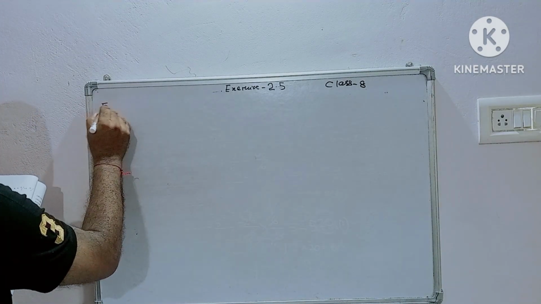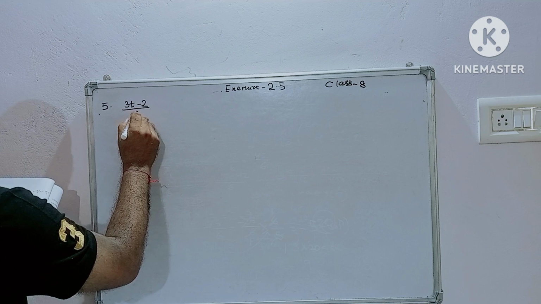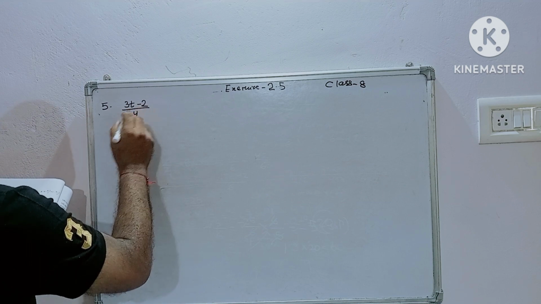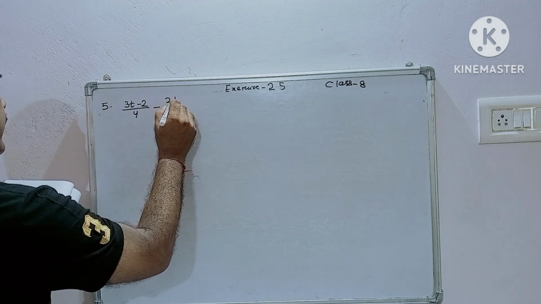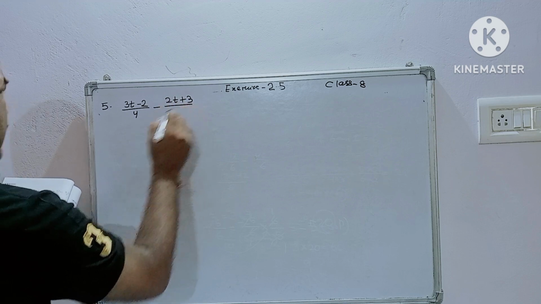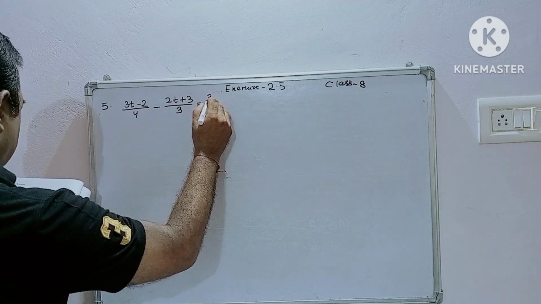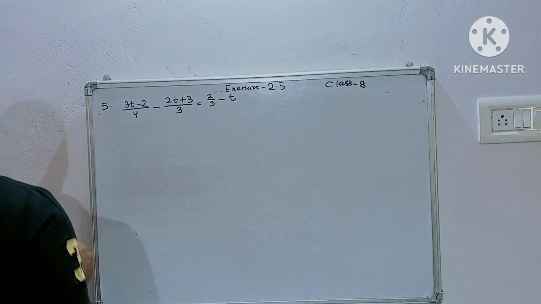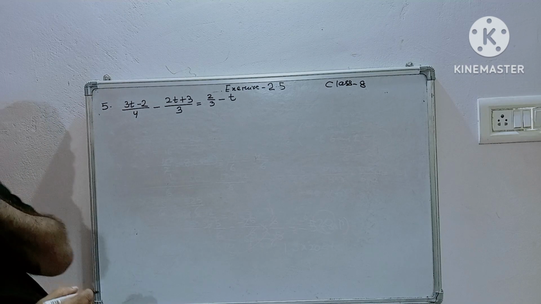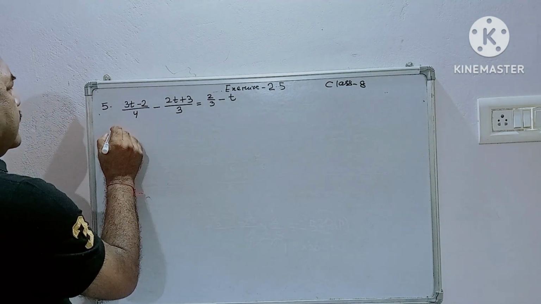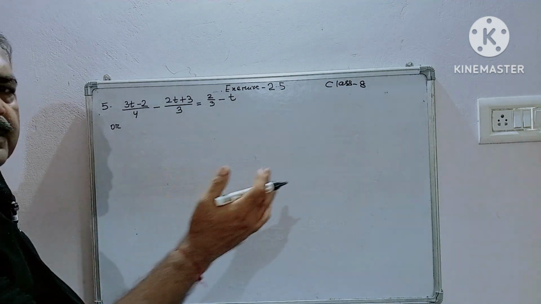Then come to question number 5. (3t minus 2) whole upon 4 minus (2t plus 3) whole divided by 3, that is equal to 2 upon 3 minus t. So here you see the letter t is the variable. We will have to transpose the variables to one side.